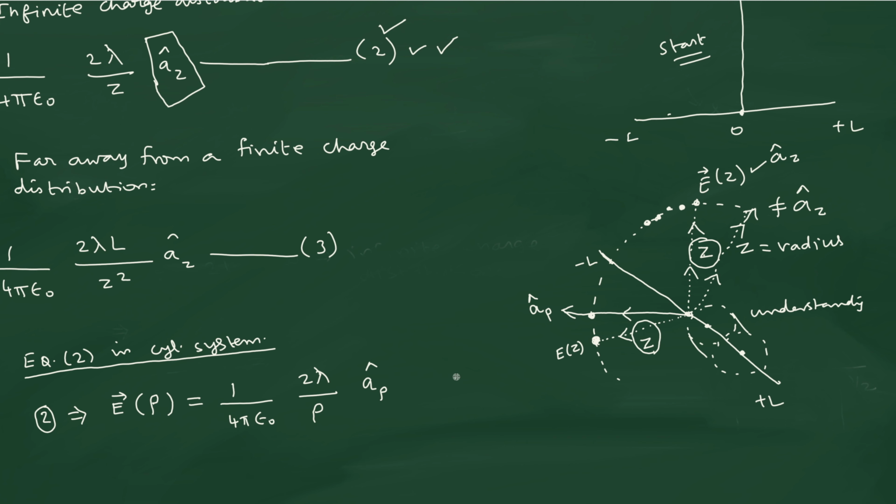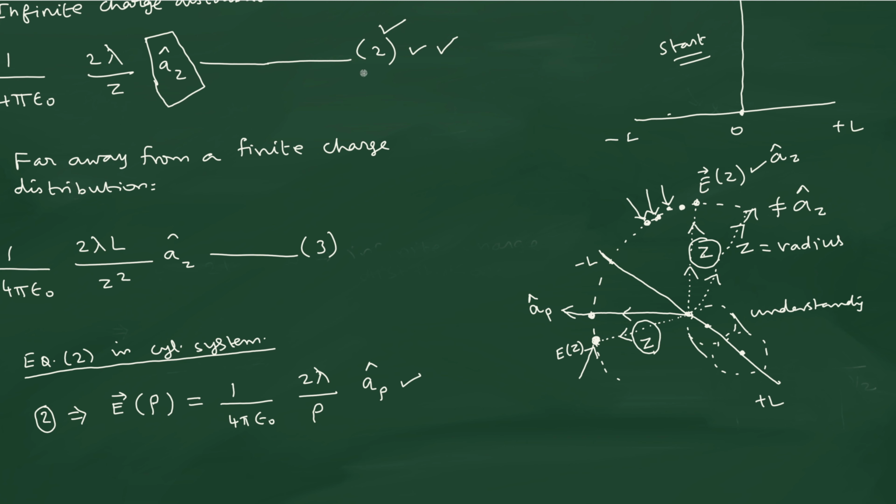In what way does it contain more information? You are now able to calculate the electric field at this point, at this point, and also at this point. At all these points, which means on the surface of the circle or on the surface of the cylinder, you can calculate the electric field using this equation, which is equation number 2.